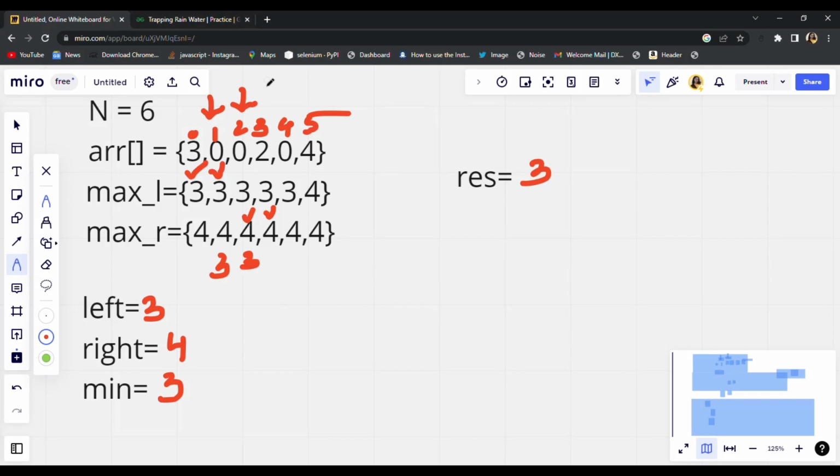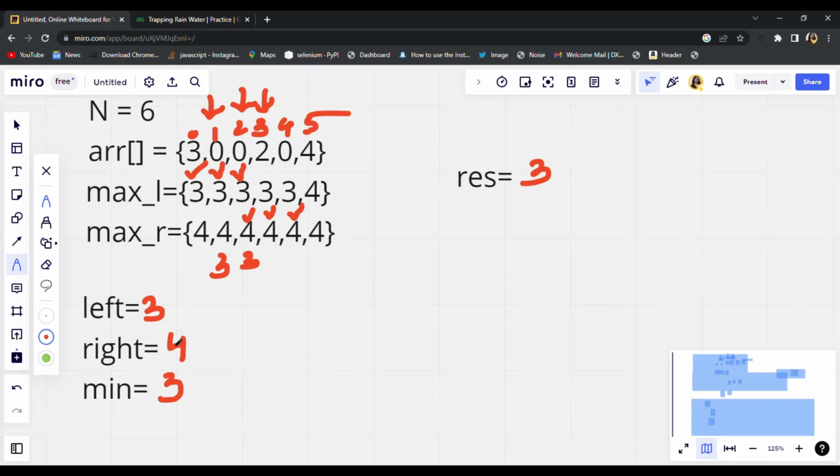So now we'll proceed to the next index, which is the third index, which is having height of 2. Okay, so again we need to find the maximum height on the left side of the current block, that is 3. Okay, and the maximum height on the right side of the current block, which is 4.